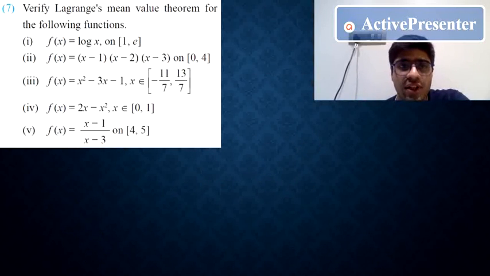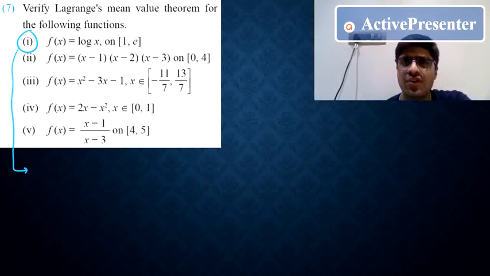Going ahead with LMVT, we need to verify LMVT. That is, see what LMVT tells you is that if a function is continuous and differentiable in a given interval, then there will be at least one point in the given interval where the derivative of the function will be equal to f of b minus f of a upon b minus a. Basically the slope of the line joining the extreme points. So here f of x is log x.